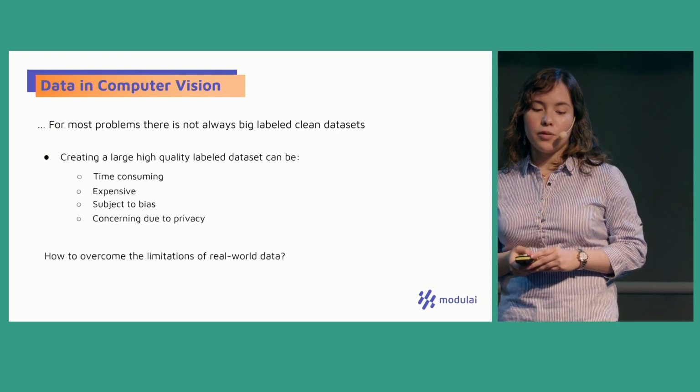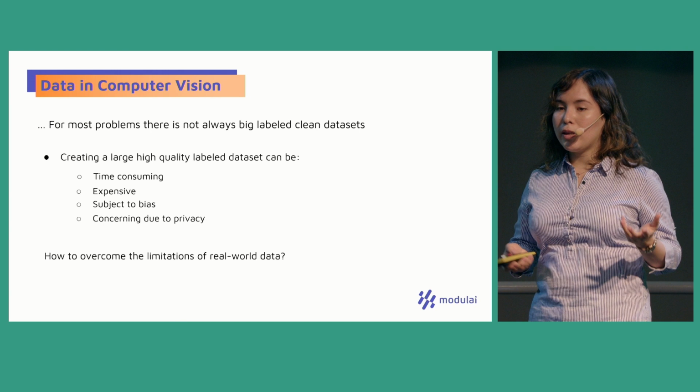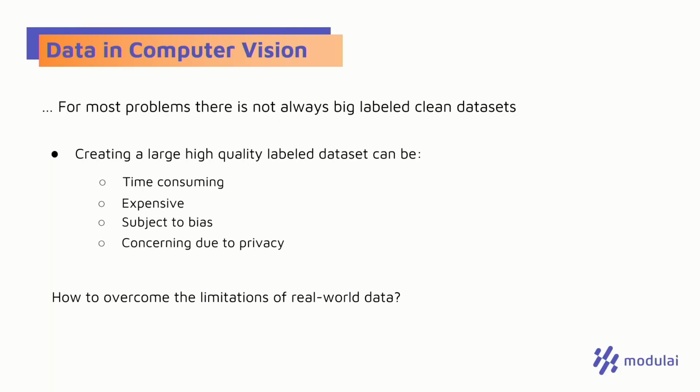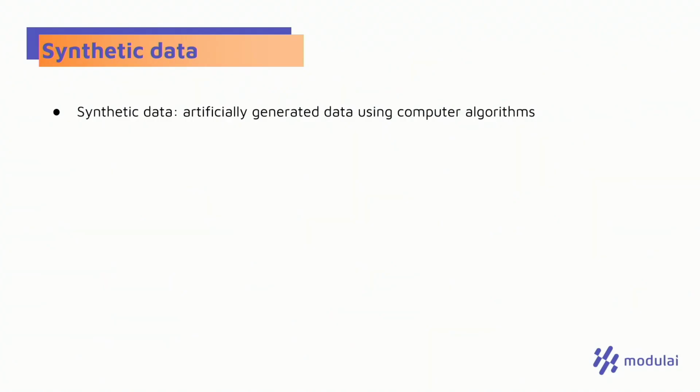So how do we overcome the limitations of real data when at the same time we want to train these deep learning models for computer vision that require a large amount of labeled data in most cases? Well, one solution that has become more and more popular within the computer vision community is using synthetic data. And synthetic data is all the data that is artificially generated by a computer algorithm.